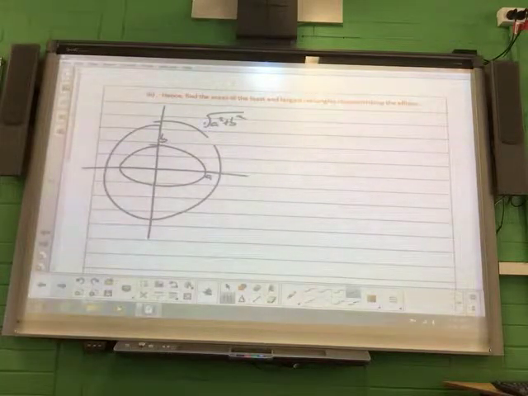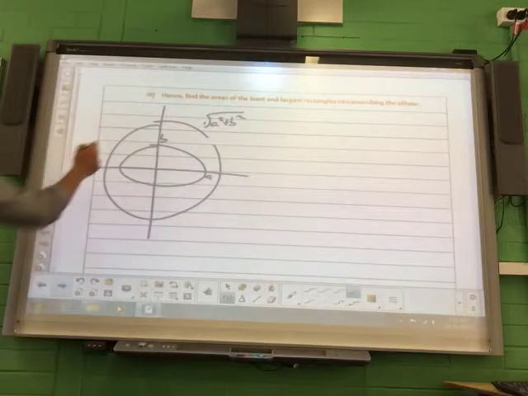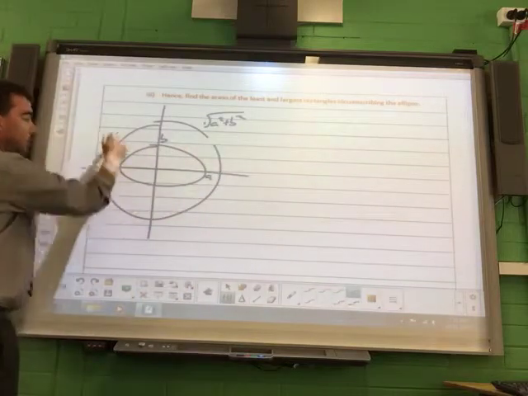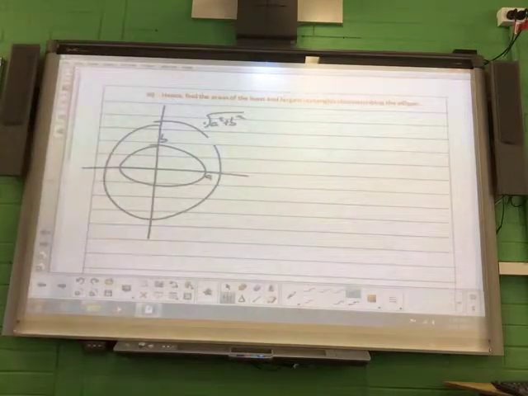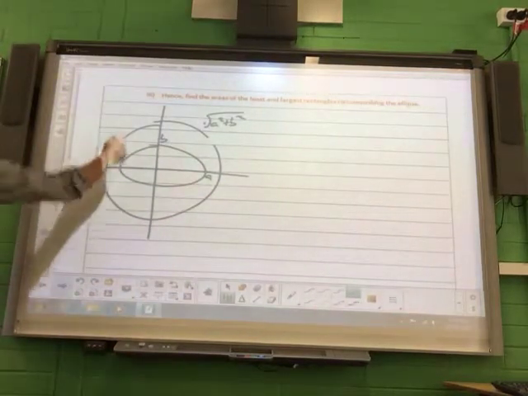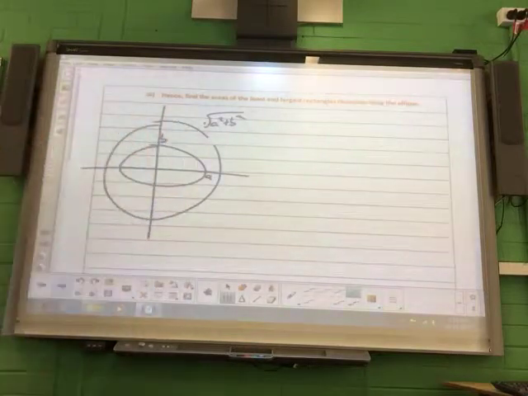The largest rectangle. Sideways, horizontal? Like this? That would be the smallest. That's right. Then the other way, sorry, I mean this way? Down, yeah. Nope. Diagonal.